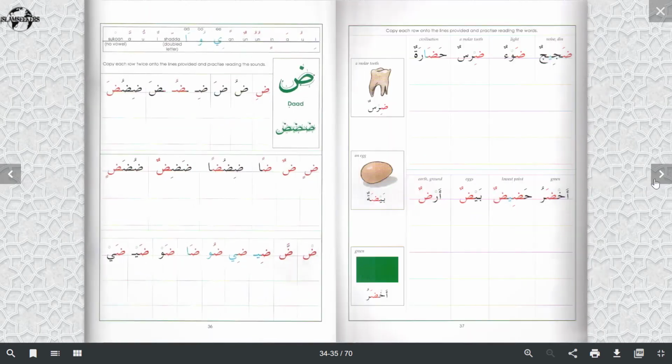Page 36. The letter Dad. Line 1. Di, du, da. Line 2. Din, dhun, dhun. Dhi, dhu, dhun. Dha, dhi, dhun. Dhu, dha, dhin.